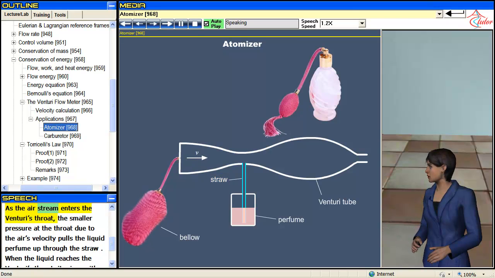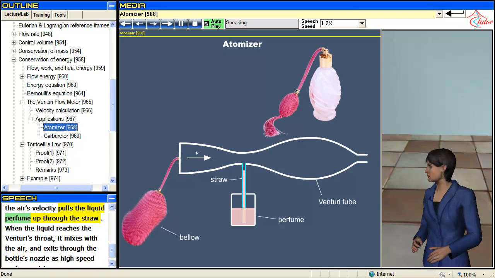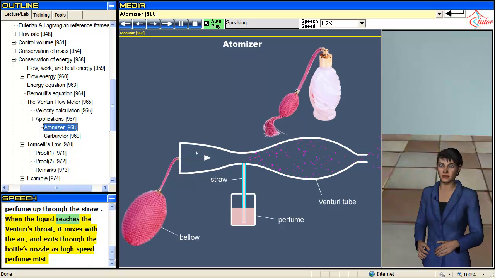As the air stream enters the Venturi's throat, the smaller pressure at the throat due to the air's velocity pulls the liquid perfume up through the straw. When the liquid reaches the Venturi's throat, it mixes with the air, and exits through the bottle's nozzle as high-speed perfume mist.